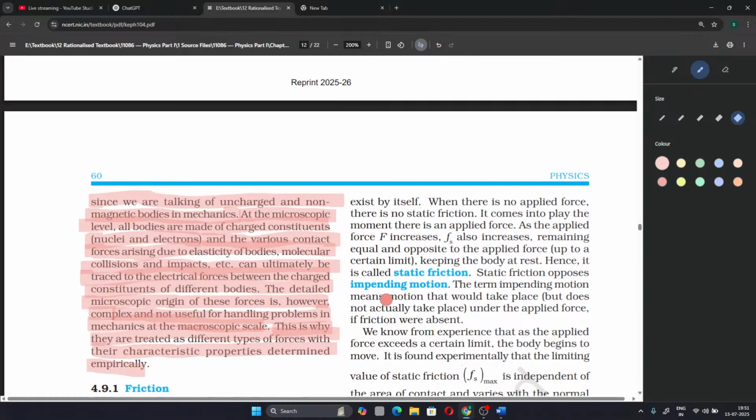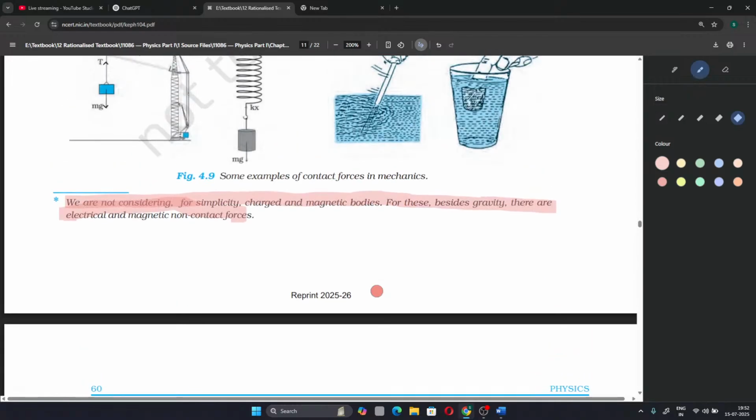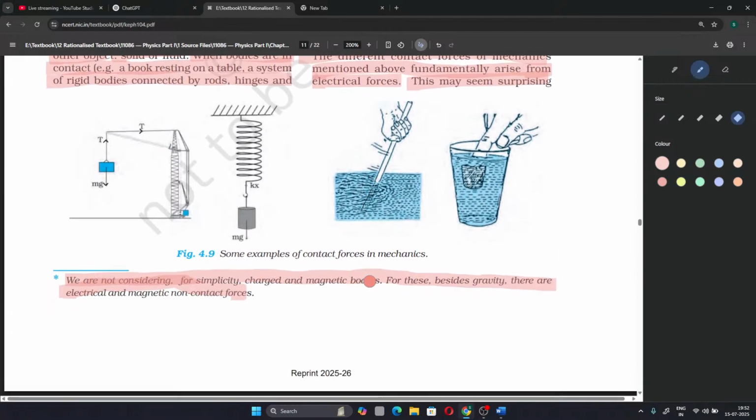Basically, since we don't need to calculate such electrostatic constituents for real life problems, even though the contact forces originate from the electrical forces, we separate mechanics from the electrostatic interactions or electric forces. This is a different chapter we are going to study in 12th class.